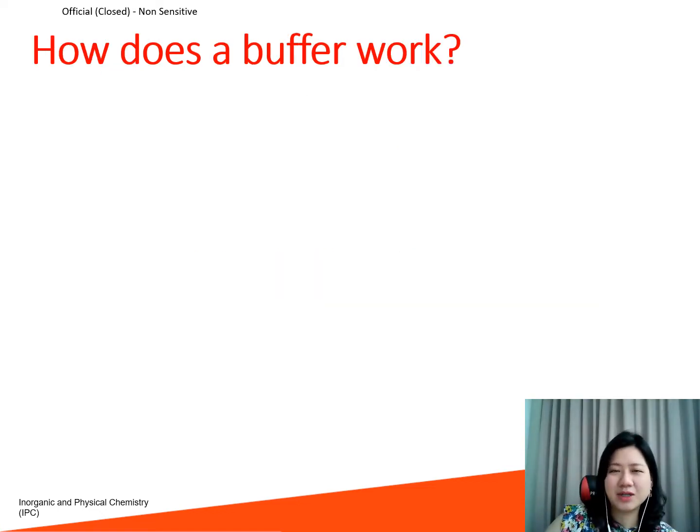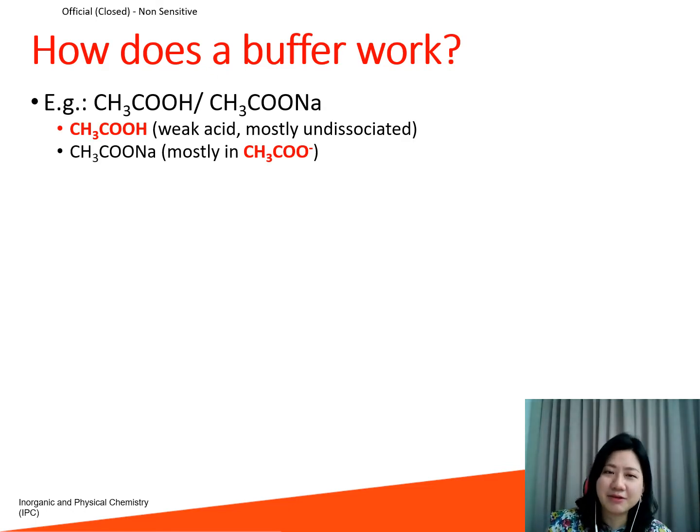So, how does a buffer work? Let's use the ethanoate buffer as an example. The ethanoate buffer contains a mixture of ethanoic acid, CH3COOH, and sodium ethanoate. Ethanoic acid, CH3COOH, is a weak acid and exists mostly in the undissociated form. Sodium ethanoate, CH3COONa, would dissociate in water to form Na+ and CH3COO-. I hope you recognize that CH3COO- is actually the conjugate base of CH3COOH.